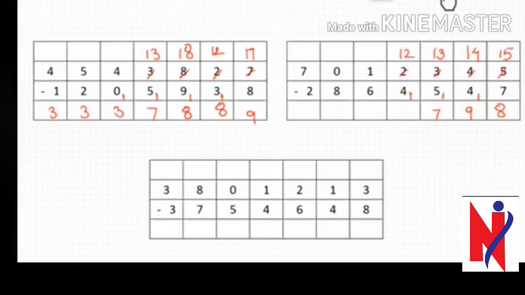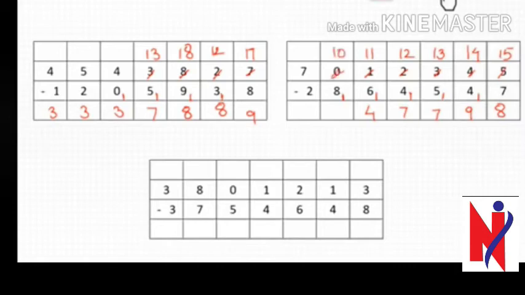2 will become 12. 12 minus 5 is again 7. 6 plus 1 is 7. 1 will become 11. 11 minus 7 is 4. 1 you will write here. Whatever you are carrying, you will write below, not above.